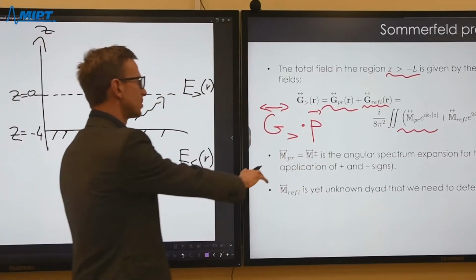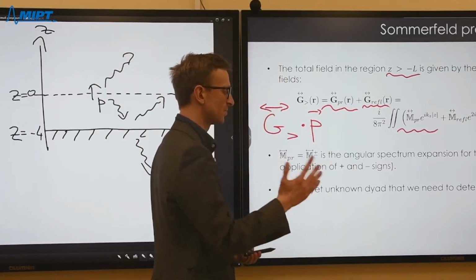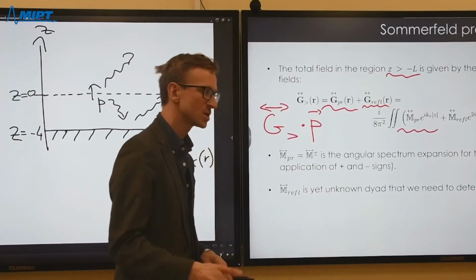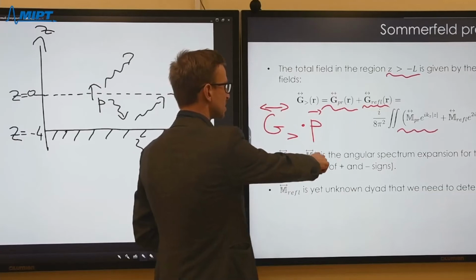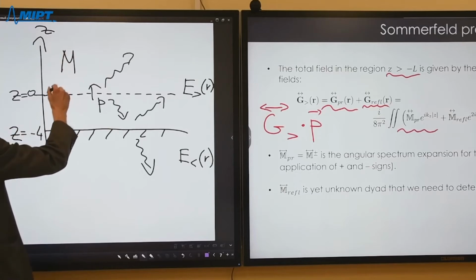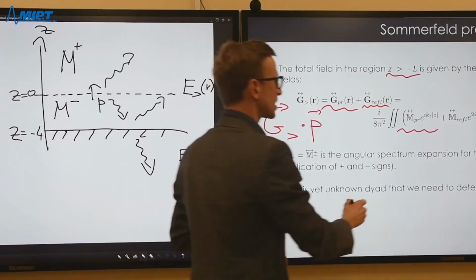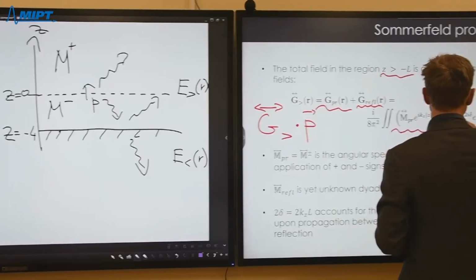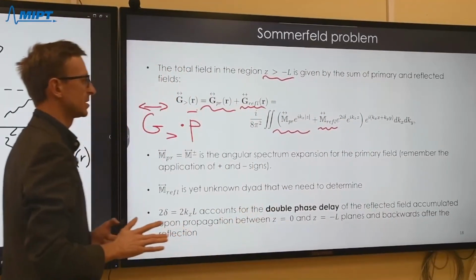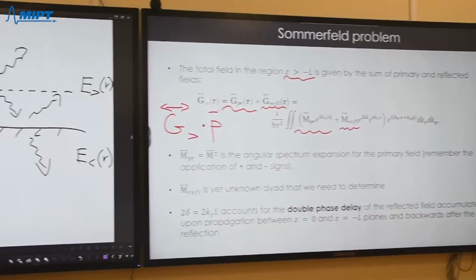So here, M primary is the ordinary M dyad, which we obtained previously, which is a sum of two polarizations, S and P polarization, and we use M plus or M minus, depending on whether we calculate the field here. In this region, we need to use M plus because Z is positive, and in this region, we need to use M minus. That's it. Then M reflected is another unknown dyad, which yet needs to be determined in the following, and it describes the reflected field in this domain of the problem.